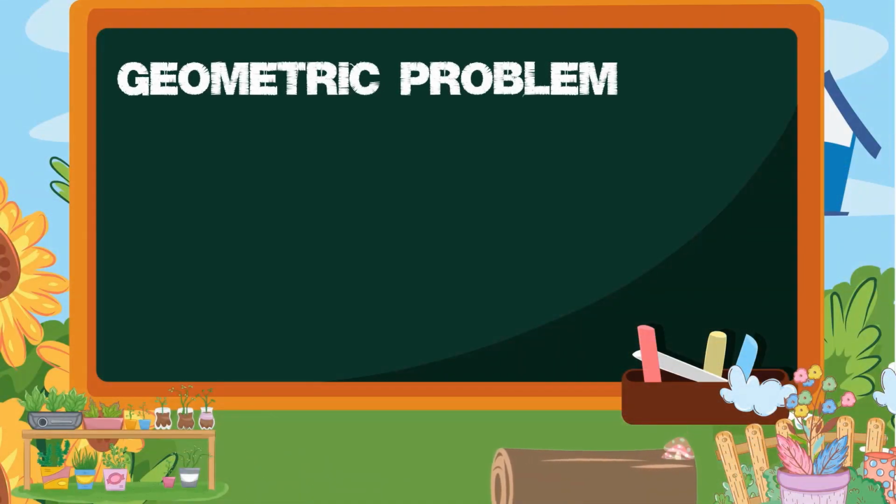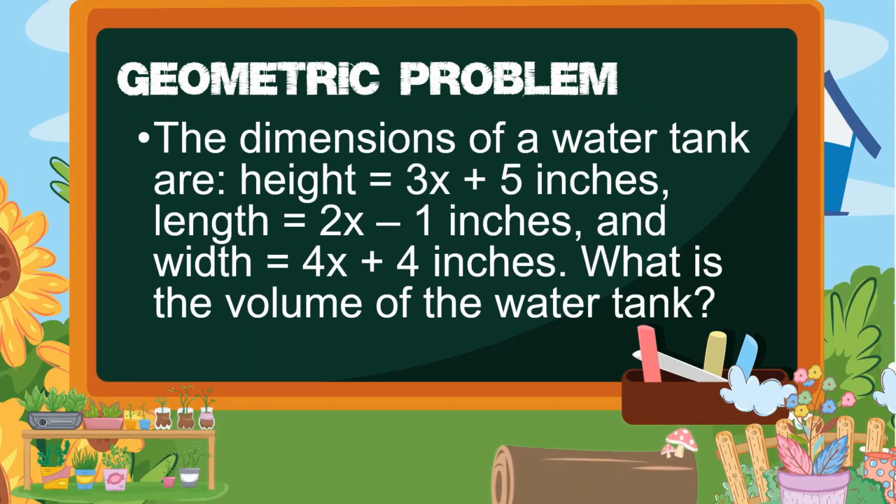Alright, let us now begin to use what we have learned about polynomial functions. Let us start with this geometric problem. In example number 1, the dimensions of a water tank are: height is equal to 3x plus 5 inches, length is equal to 2x minus 1 inches, and width is equal to 4x plus 4 inches. What is the volume of the water tank?